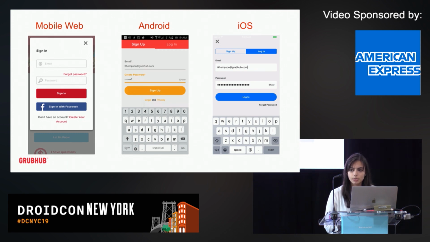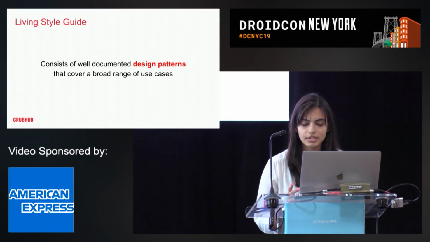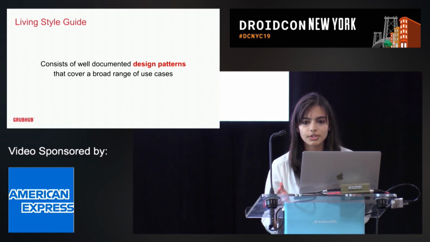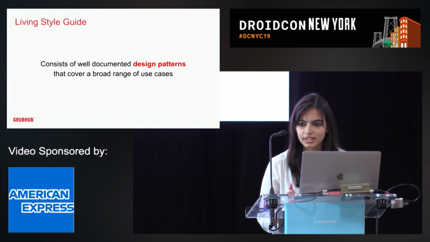The first step that we took was to create a living style guide. A living style guide basically consists of well-documented design patterns that can cover a broad range of use cases. Style guides, as we know today, are basically a collection of those design patterns, but what do we mean by living? Living goes back to that whole concept of well-documented. The same way we update our documentation for our code every time it changes or for each of our releases, we want to make sure our design patterns are very well documented anytime there's a new design pattern introduced or if we make an update to an existing design pattern.